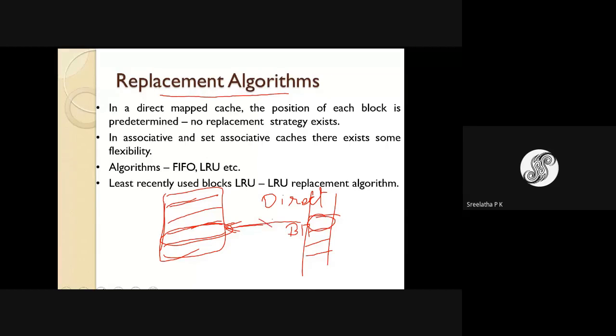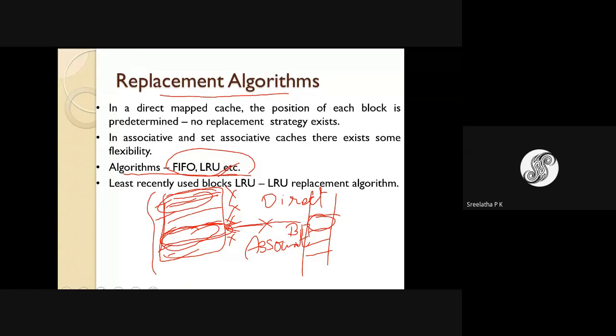If it is associative mapping, I can place it in any block of cache memory. Suppose the cache memory is not free, all the blocks are full, then I have to select a victim block from this. Any one block can be selected. So how to select the victim block is by using a replacement algorithm. Some of the examples are first in, first out. Any block which was filled first will be selected as the victim block. Or least recently used.